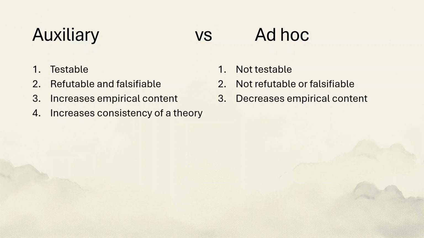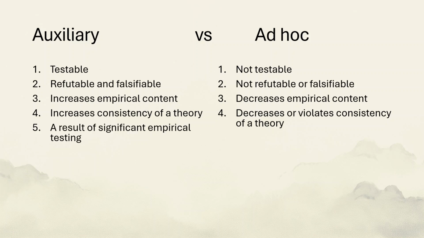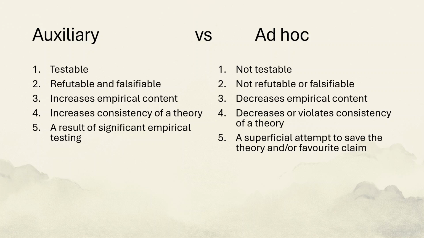Auxiliary hypothesis increases the consistency of a theory, and I gave a brief illustration with that Vakra. And ad hoc hypothesis decreases or violates the consistency of a theory. We did not look at many or any example for ad hoc, so we will leave it at that for now, but we will refer to this table when we look at illustrations, and there are so many, guys, so many for this ad hoc hypothesis nonsense. Number 5, auxiliary hypothesis is a result of significant empirical testing. Ad hoc hypothesis is actually a superficial attempt to save the theory and or favorite claim.